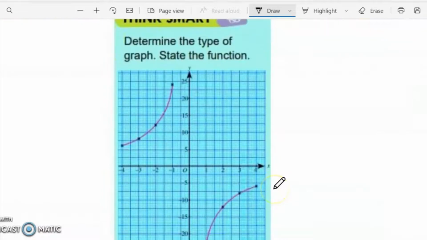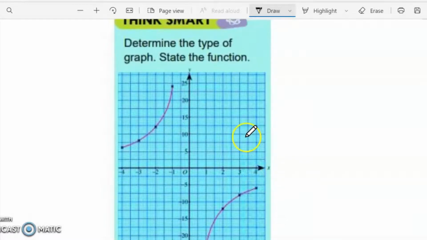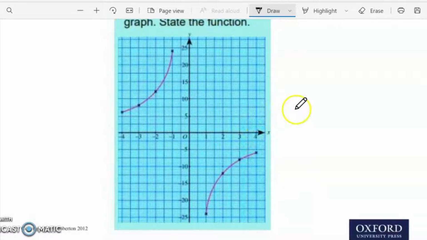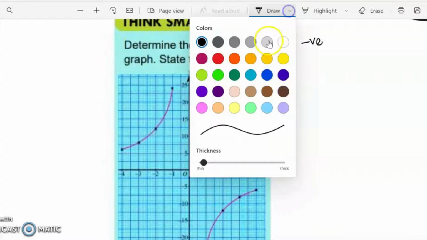Okay, so we do one review. Okay, determine the type of graph and state the functions. Okay, it gives a graph that is already drawn, so we have to state the function. So as you can see, this one starts from the negative part and ends at a positive part. So it is a negative reciprocal function. Okay, so negative reciprocal function.